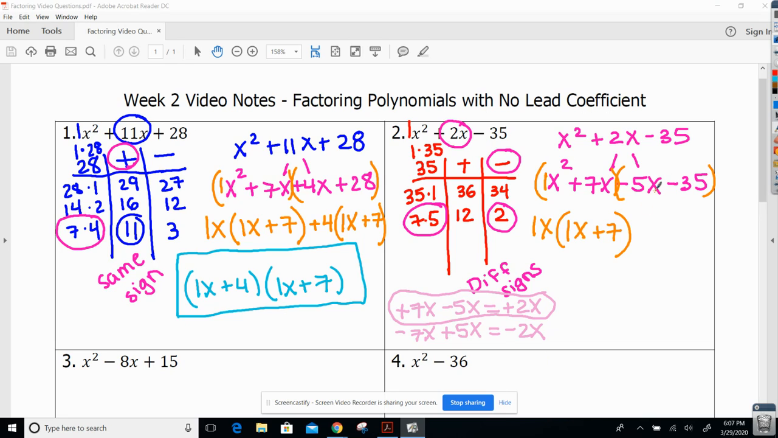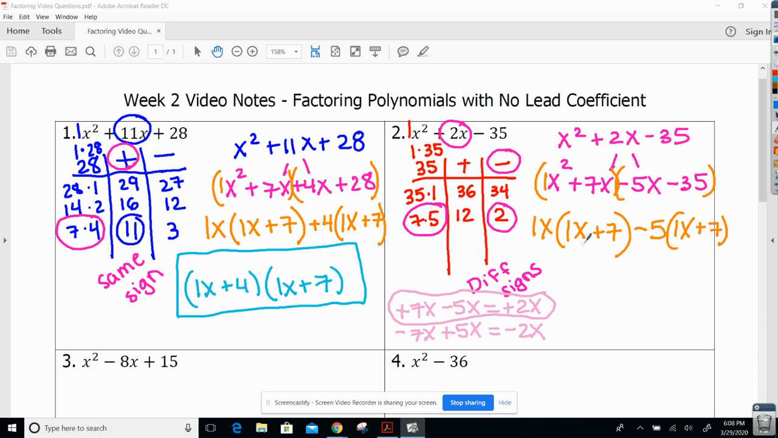Then I'm going to look at my second group. I have negative 5x minus 35. The only thing that goes into both negative 5 and negative 35 is negative 5. Just like before, I can't take out an x because I don't have an x right here with my 35. So I'm going to open it up, and I'm going to write what I have left. Negative 5 divided by negative 5 leaves me with 1. I didn't take away any x's, so I still have an x. And then negative 35 divided by negative 5 leaves me with a positive 7.